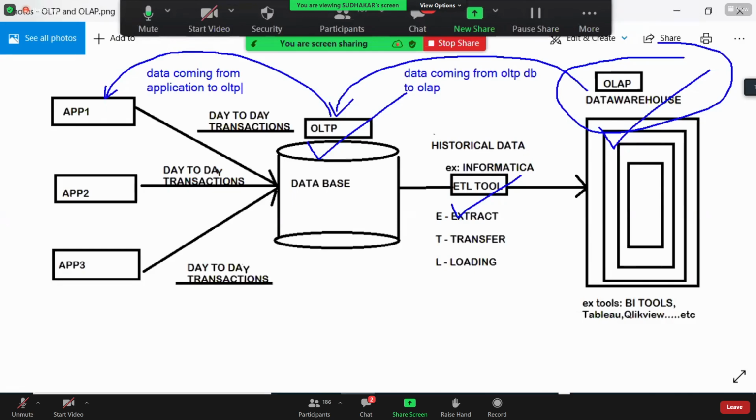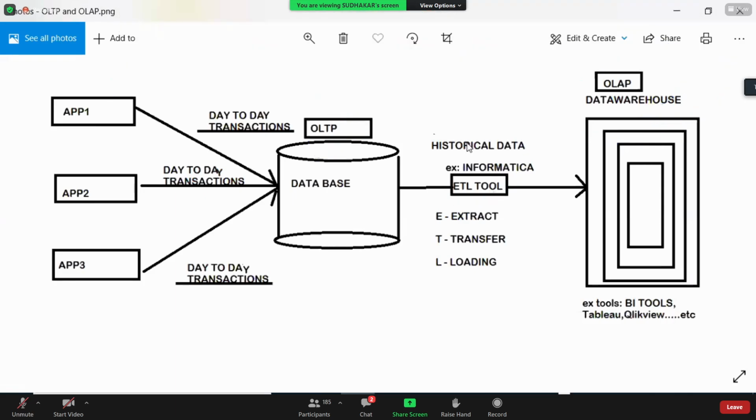Through that, the data is coming to OLTP, and OLAP data comes from OLTP. Yes or no? So OLTP data comes from an application, and OLAP data comes from OLTP. So this is the way the data is managed here. Now, one more example I will give for understanding this.